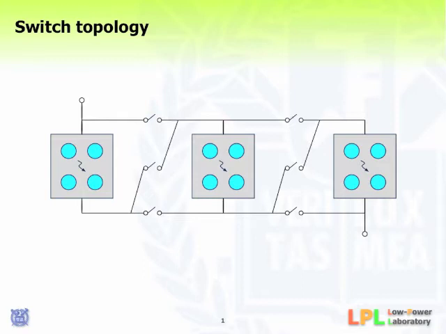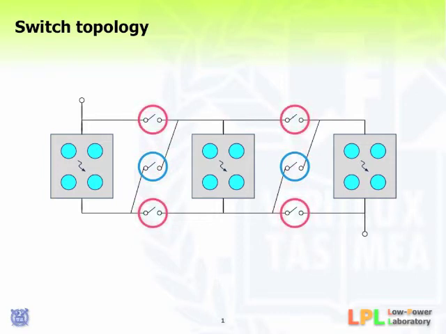We perform reconfiguration of the PV array using the following switch topology. Each PV cell is integrated with 3 switches, that is, a series switch and 2 parallel switches. These switches allow changing the series-parallel connection topology of a PV array.